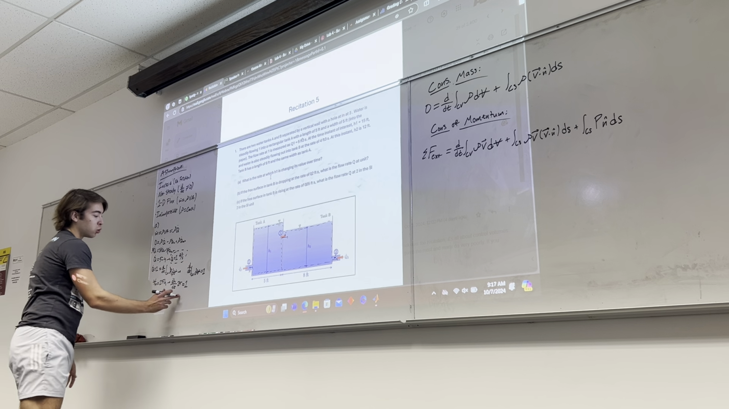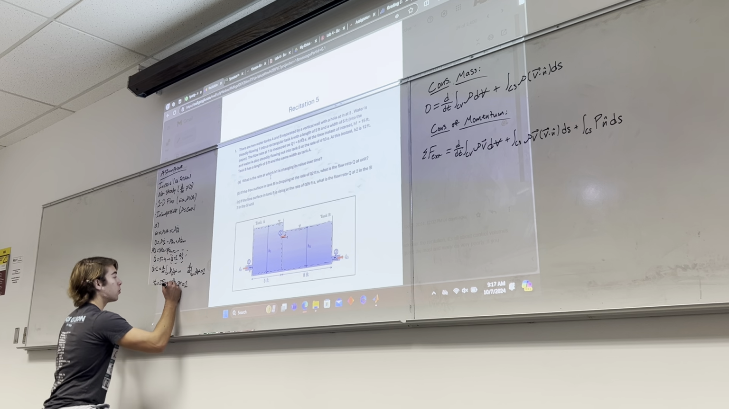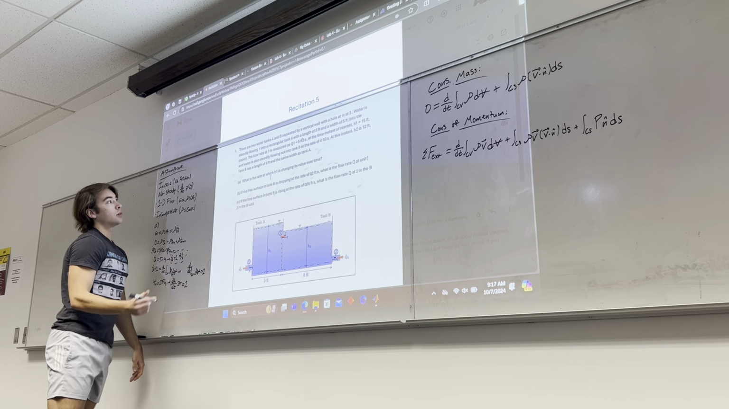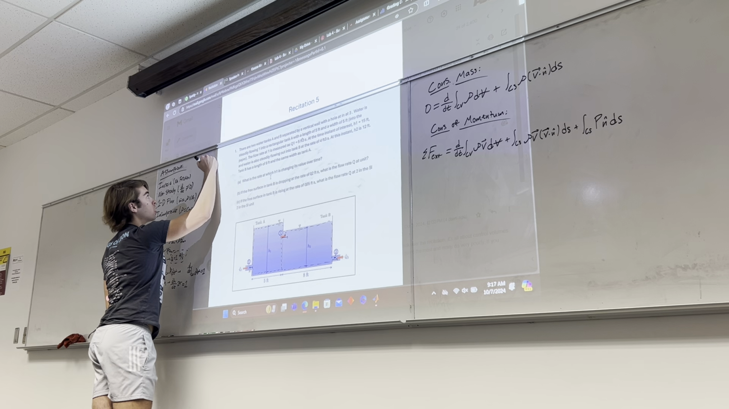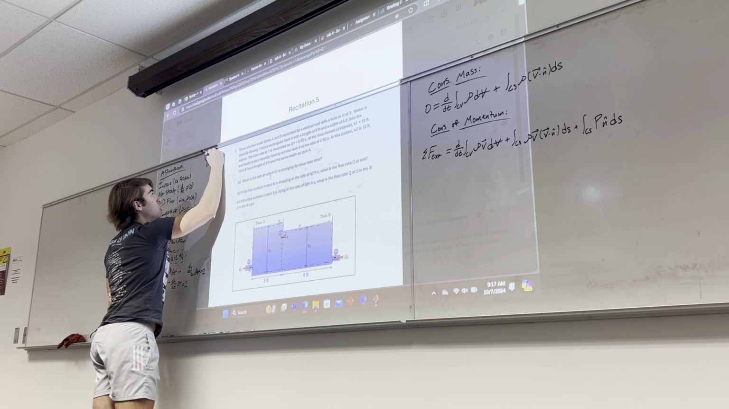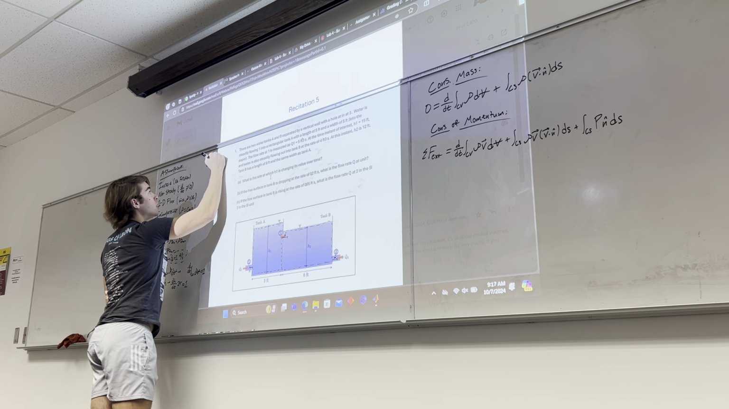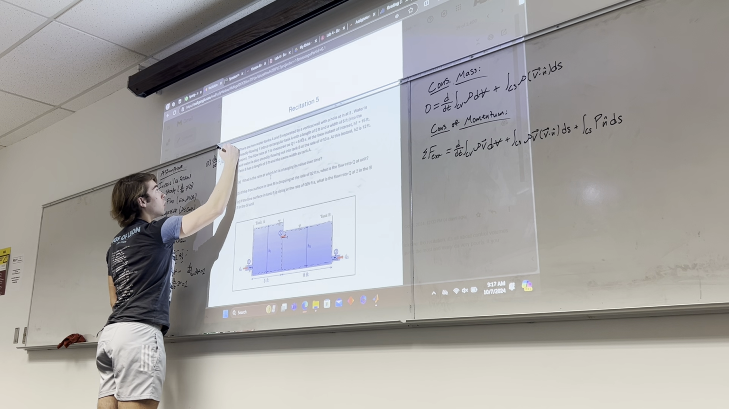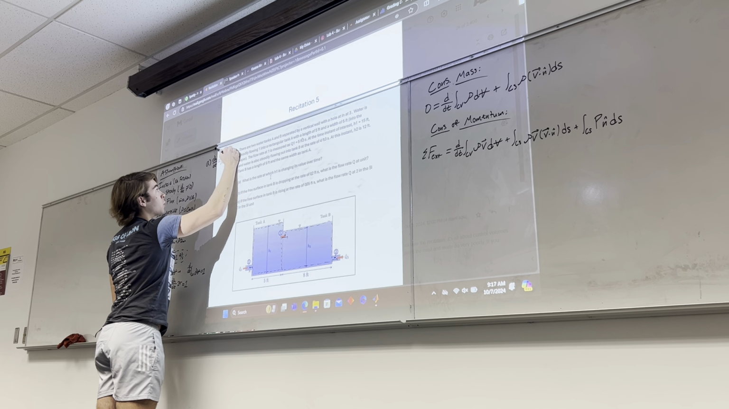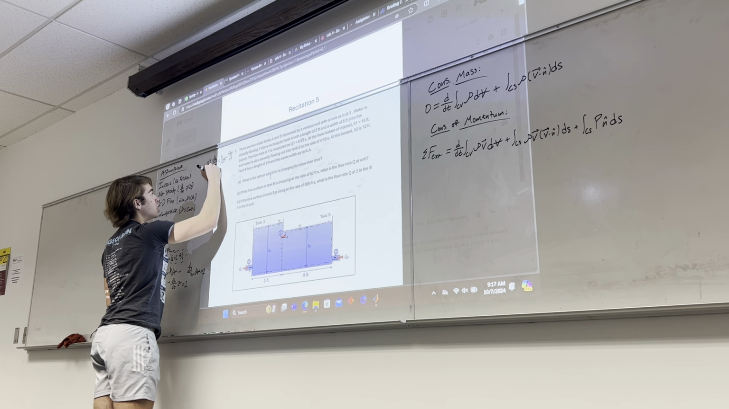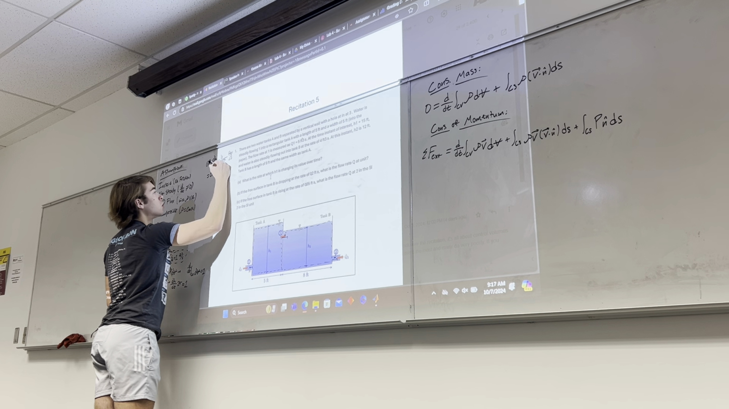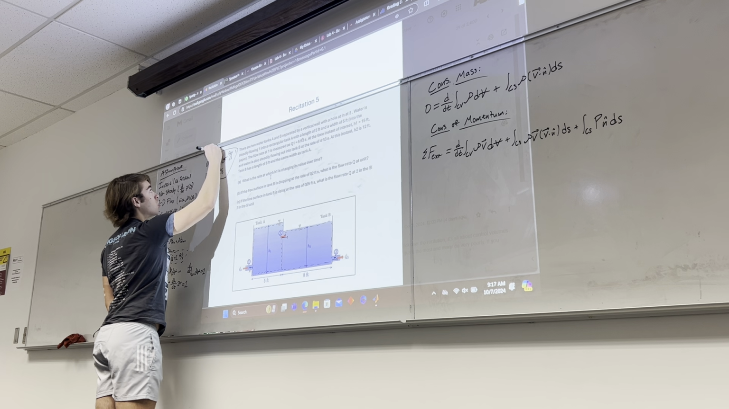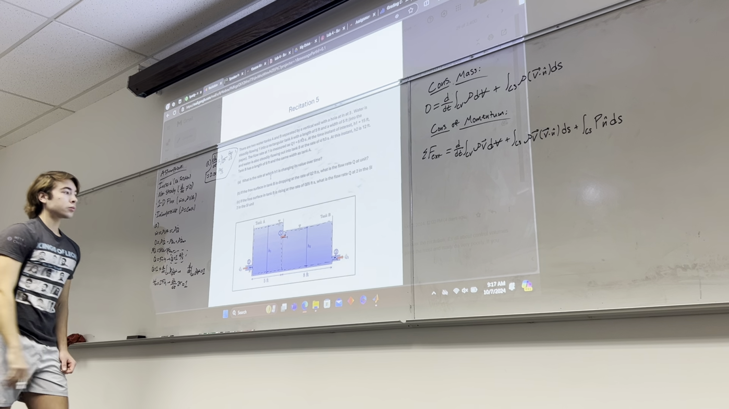Divide the 25 over and we get 1 over 25. Final answer: dH1 dt equals 1 over 25 feet per second, which equals 0.04 feet per second. So that's part A done.